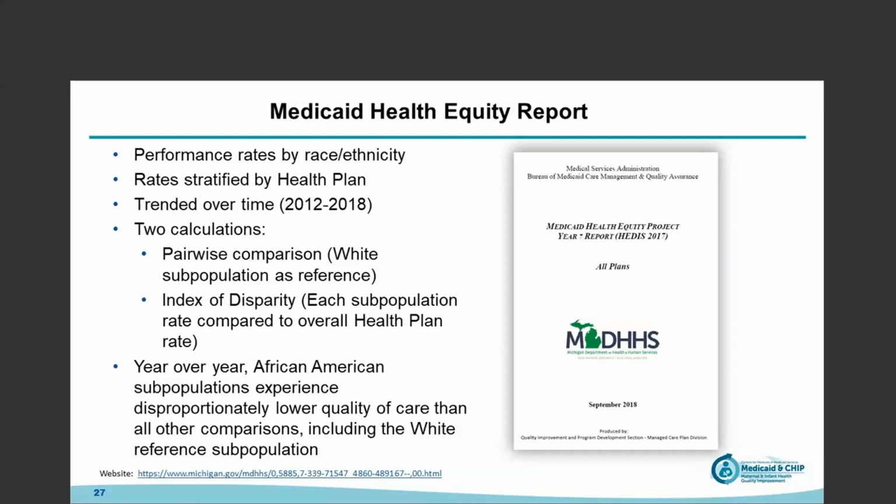And for this purpose, we do consider a rate above as a disparity, just as we consider a rate below as a disparity. And we have all of these reports published online. The website's right there on the slide. And what folks will see if they were to take a look at multiple years of reports is that consistently, year over year, we have an African American subpopulation in our Medicaid managed care program that disproportionately experiences lower quality of care than nearly every other comparison, including the white reference subpopulation. And I'll give you just a sneak peek of one of the graphs in the report on the next slide here.